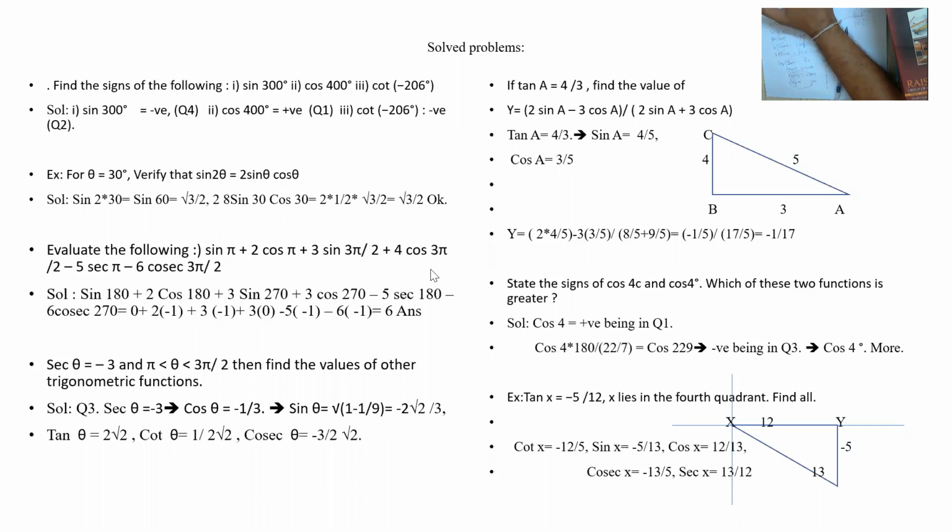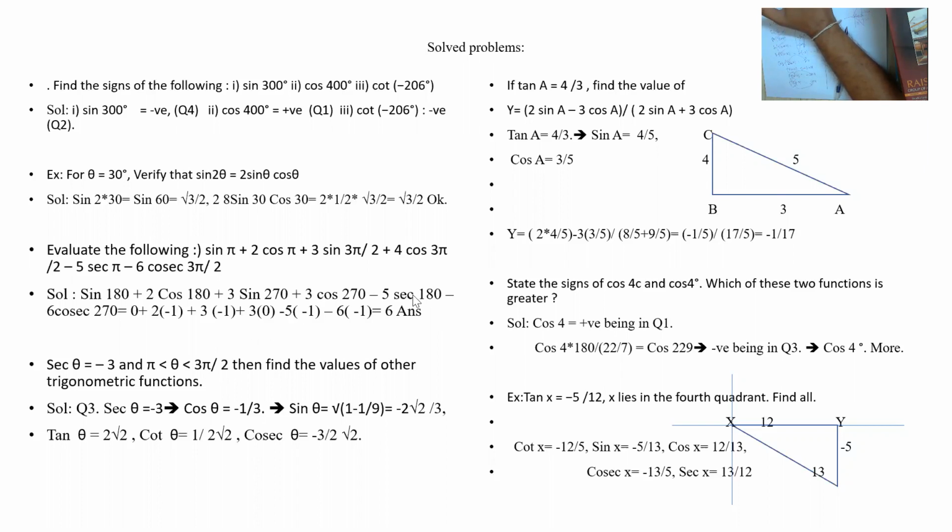Similarly, evaluate this: sin pi plus 2 cos pi plus 3 sin 3 pi by 2 plus 4 cos 3 pi by 2 plus 5 secant pi plus 6 cosecant 3 pi by 2. So I am converting into degrees. Now sin 180 is 0. Cos 180 is minus 1. So 2 into minus 1 is minus 2. 3 sin 270, sin 270 is minus 1, so 3 into minus 1. Cos 270 is 0. Cos 90 and cos 270 are 0.